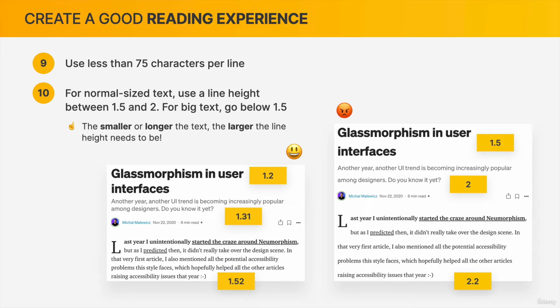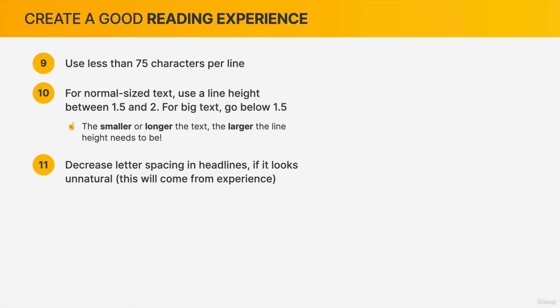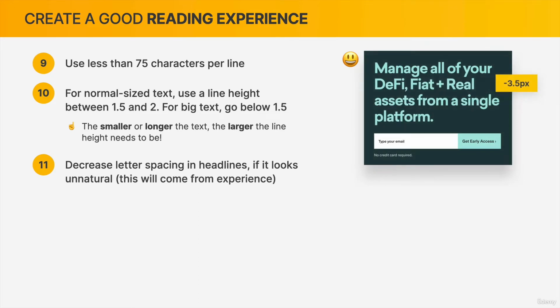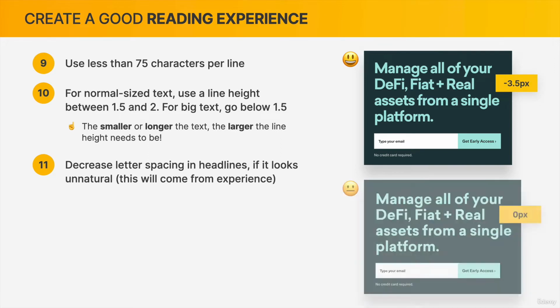Now, another nice and very simple rule that can make a lot of difference is that if your headline kind of looks unnatural, you can try to decrease the letter spacing. Now, what unnatural actually means will of course come from experience, but I'm going to show you a couple of examples right now and also through the rest of the course. So in this headline, for example, we have a letter spacing of minus 3.5 pixels. And if you ask me, this looks quite nice and quite natural. While on the other hand, if it was just 0 pixels, so basically without us defining any letter spacing, then the letters would look kind of detached from one another.